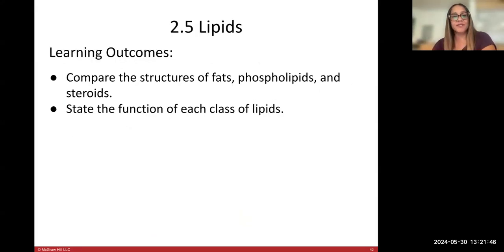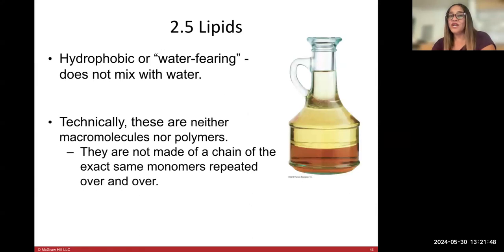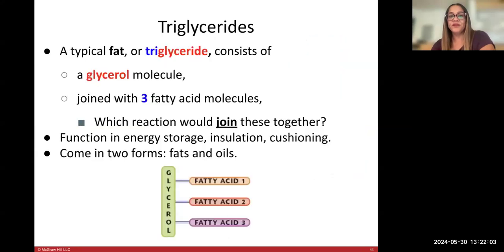The next class is lipids. Lipids are hydrophobic. They do not like water. Technically, these are neither macromolecules nor polymers because they are not made of a chain of the exact same monomers repeated over and over like carbohydrates are, but they are still large molecules that give us energy. So a typical fat or triglyceride consists of one glycerol molecule joined with three fatty acids. Which reaction would join these together? What gets pulled out to link things together? Its function is energy storage, insulation, and cushioning. And it comes in two forms, fat and oils.